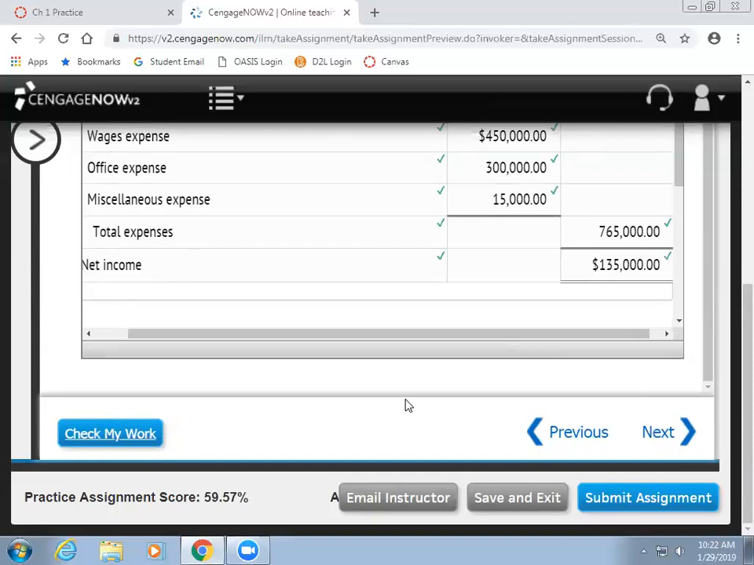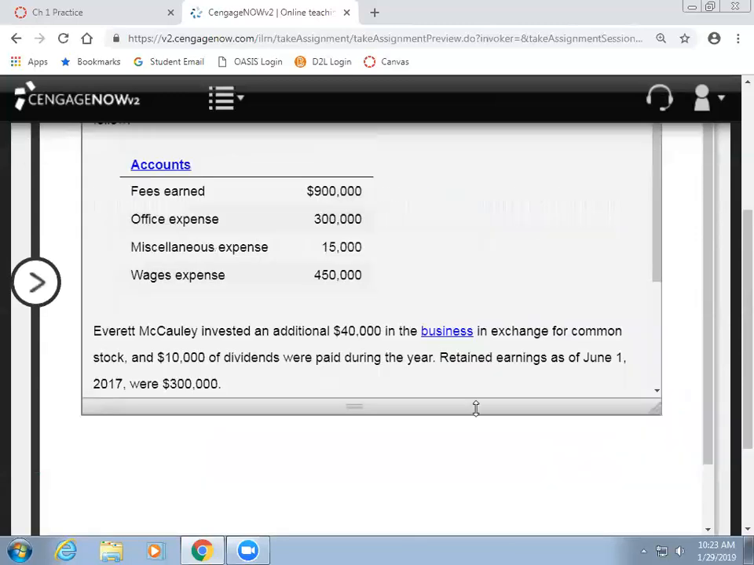Oh, and while we're looking at it, if you see down at the bottom, you have an email instructor option. So if you're working on the homework, we're not in class, and you get into a part where you're getting something wrong and you don't know why, if you click that email instructor, it will send me what you're working on, and you can be like, hey, I don't know how to calculate net income, and I can answer you back. Okay. I'm going to click next.